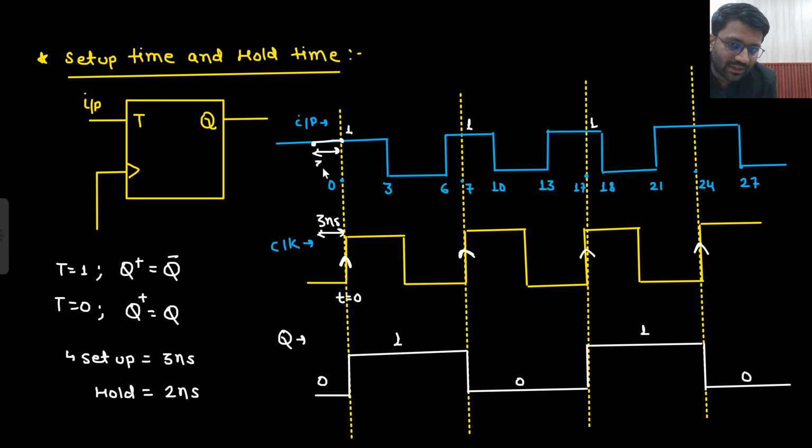Is it stable for the previous 3 nanoseconds? At 0 it is 1. At minus 1 nanosecond it is 1. At minus 2 nanoseconds it is 1. At minus 3 nanoseconds it is 1 only. Yes, the input is stable for the previous 3 nanoseconds. So this is the first condition the clock will check.